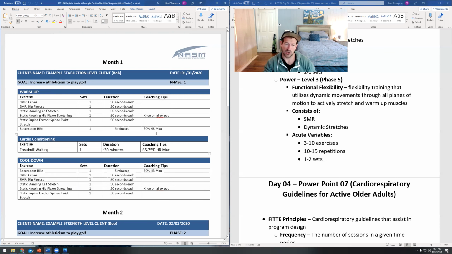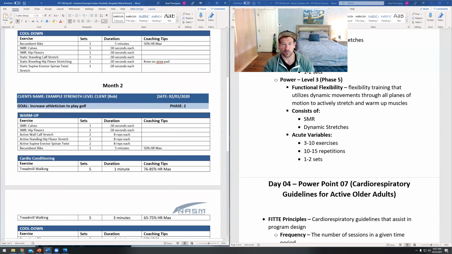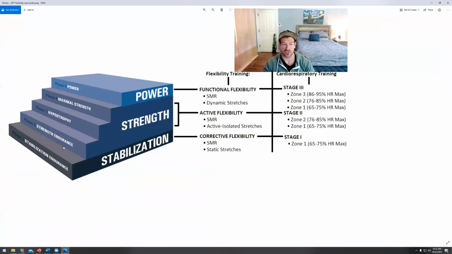Yeah. Cool. So now Bob killed it in month 1. So we're going to take him into the strength level. We're putting him into phase 2. Phase 2 is within level 2, right? So phase 2 is right here. He's going to go for endurance within the strength level, which means he's getting active flexibility.